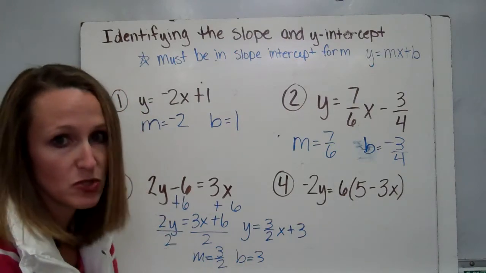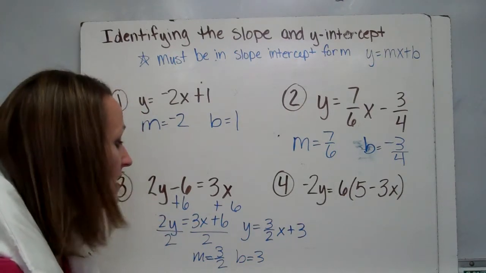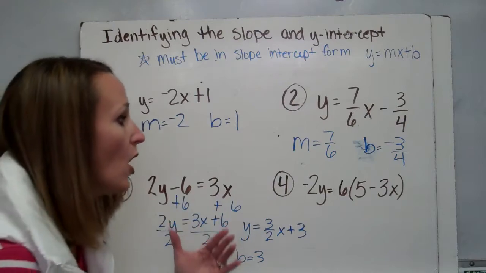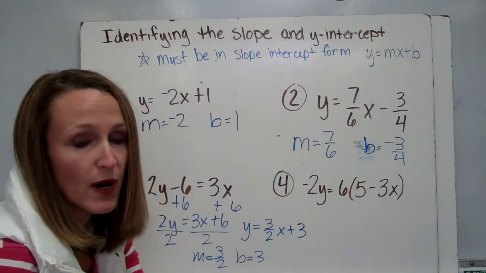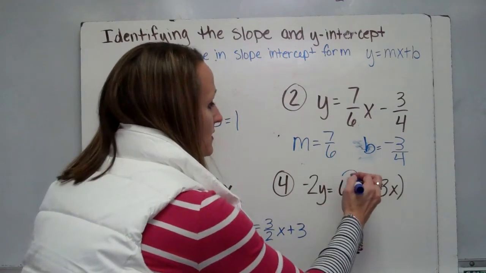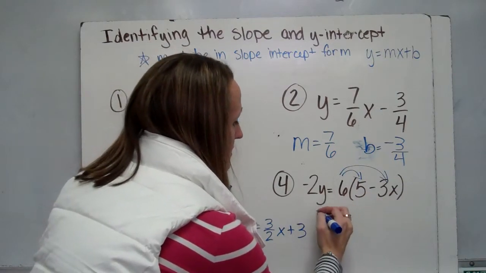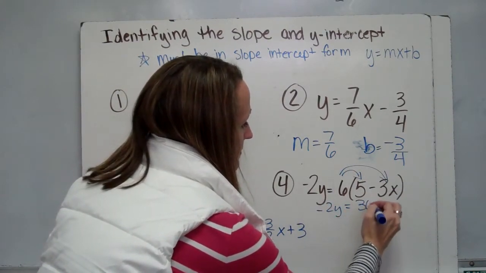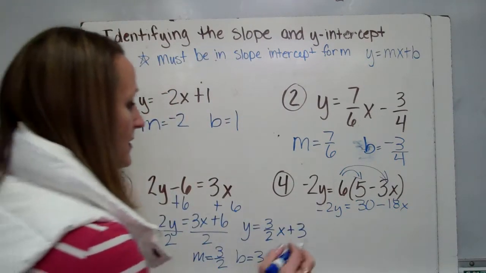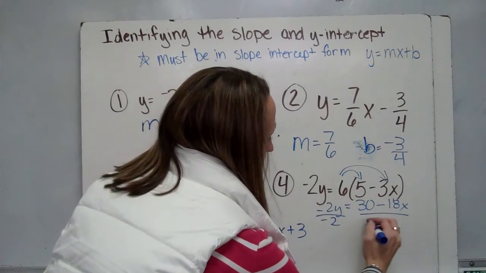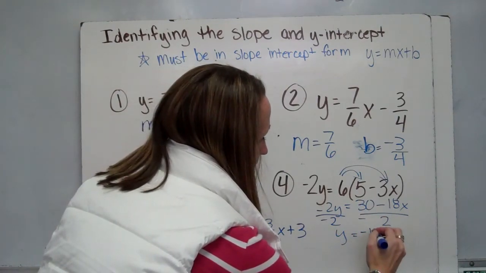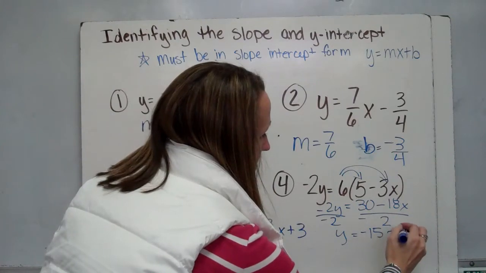So again, all I did there was transform the equation, which we've worked on several times, so that I could find the m and the b. Okay, example 4 also is not in the right form. So before I can solve it, I have to do some work. So first I'm going to distribute here so that I get -2y equals 30 minus 18x. Now I still have to get rid of my -2. So I get y equals, this would become -15 plus 9x.